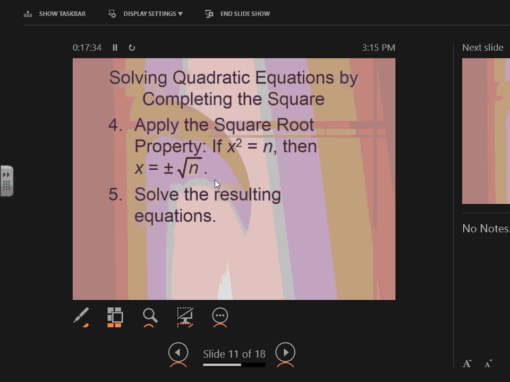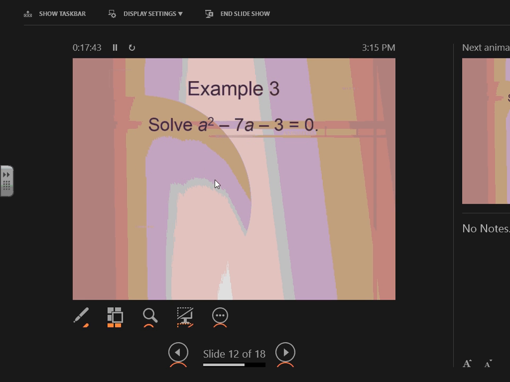Ready? Everyone box it out after 6 steps. Okay, here we go. What's number 1 say on our step chart? X squared plus bx equals c. So what do I need to do?